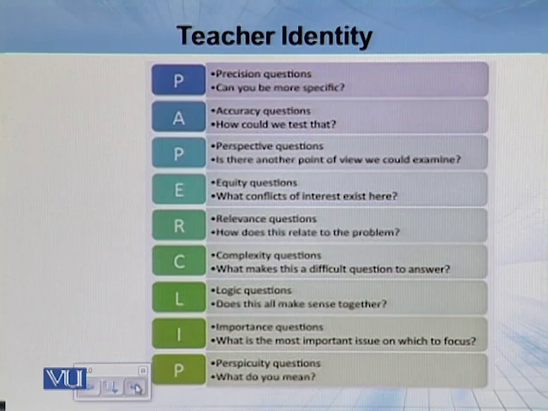The L in PAPERCLIP stands for logic questions. Does this all make sense? How does all this come together? How do all the components fit together into a logical whole? The I stands for importance questions. What is the most important issue here? What is the most significant component of this situation?